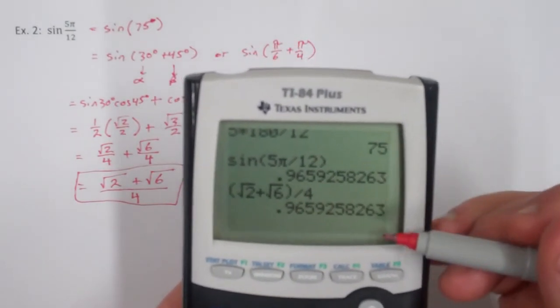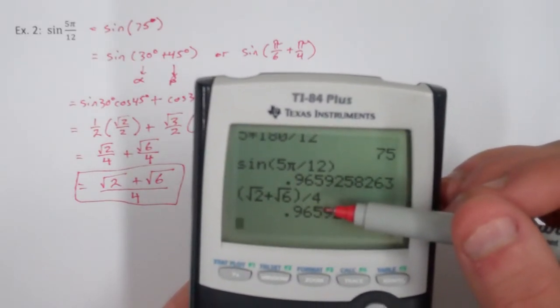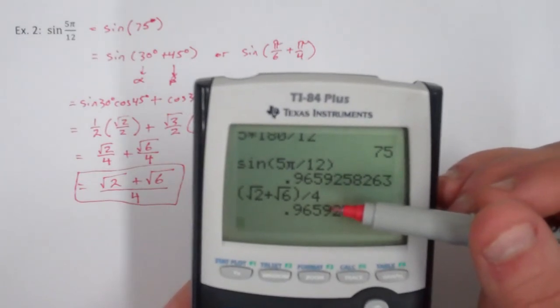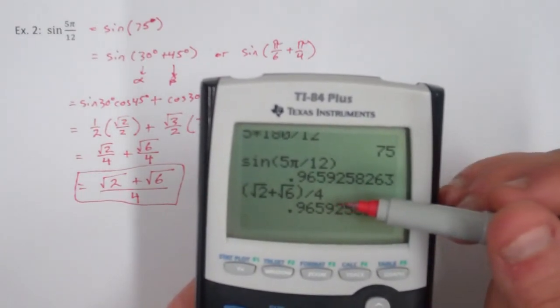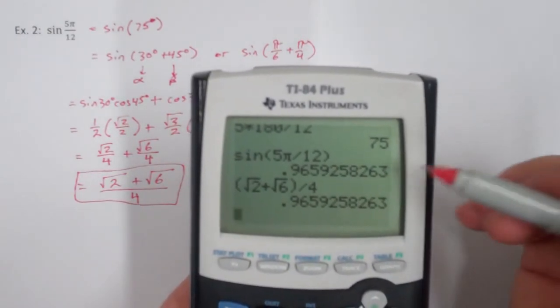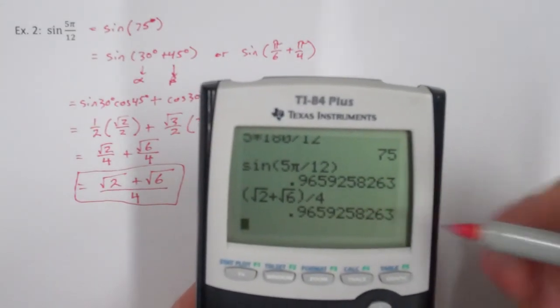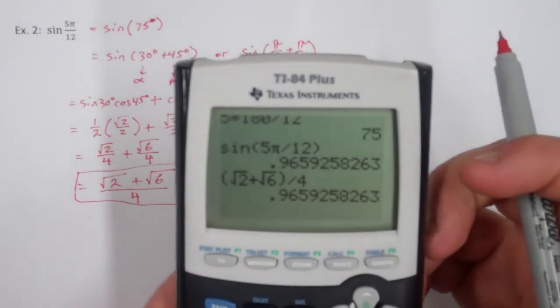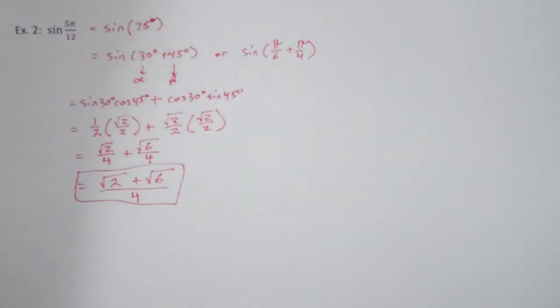If that's different, then either you typed it in wrong, or maybe you're in the wrong mode, or you didn't do something right in the problem. So take a look. Your calculator is telling you, in this case, that we have the same value, which is good. But if it doesn't, that just tells us we need to look and see if we have a mistake anywhere.